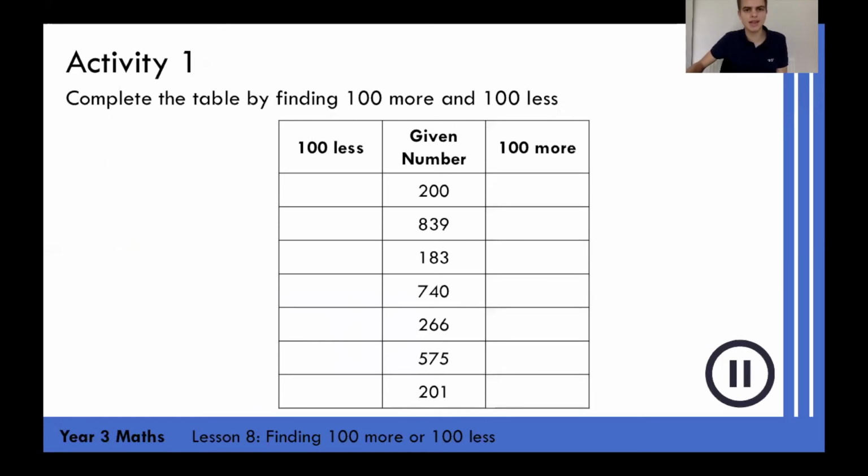Here we go then. So here is activity number 1. And it looks a bit like our activity from our last lesson, but this time we are finding 100 less and 100 more. So here we've got the number 200. This box we need to find 100 less than 200. This box we need to find 100 more than 200. We've got 839. What is 100 less than 839? What is 100 more than 839? So pause the video now, have a go at these, and then click play and we can go through these answers together.